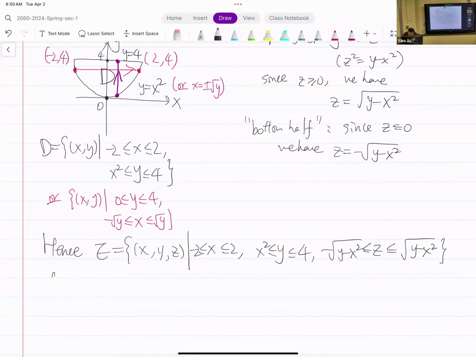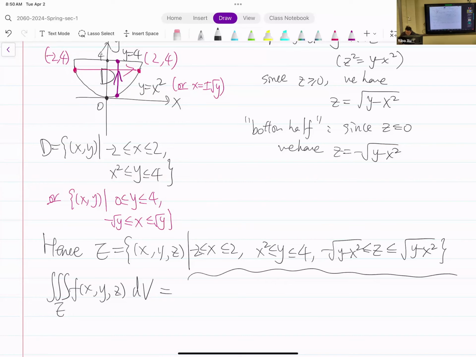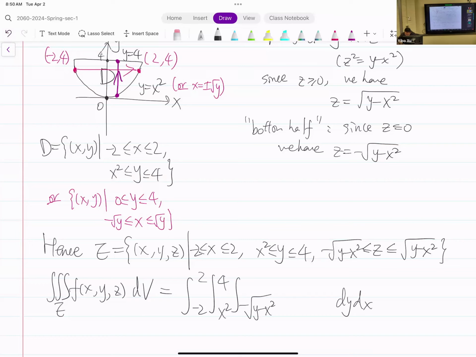And let me quickly write down the triple integral in the iterated form. So the triple integral over the solid E, in this description, we just directly copy down the bounds in the same order. So basically, this is negative 2 to 2 dx, x squared to 4 dy, and finally, negative the radical to the positive radical dz, and I probably need a little more space for the function f of x, y, z.